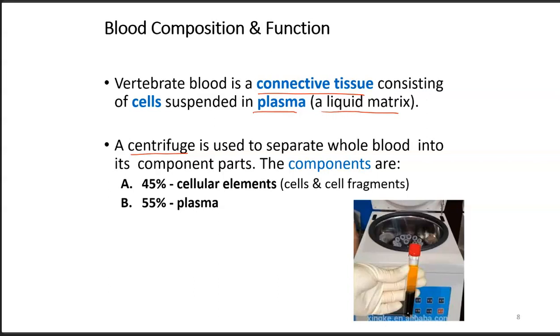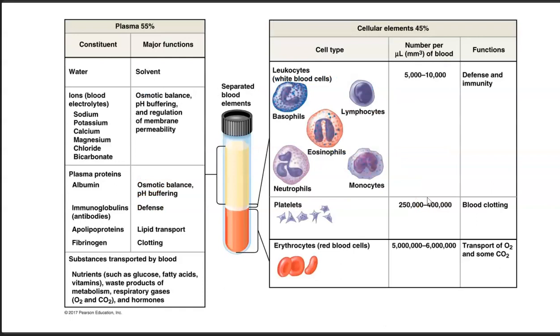So the upper layer is the plasma component of blood. 55% of your blood is plasma, and 90% of the plasma is water. And then 45% of the blood is cellular elements, which are the cells and also cell fragments. The cells are the red blood cells and the white blood cells, and the cell fragments are such as the platelets.